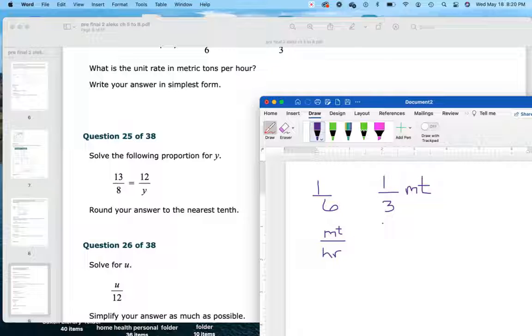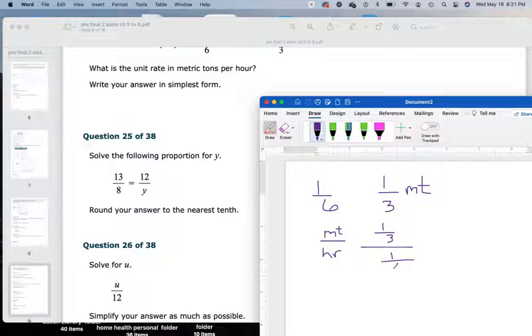And we're going to put 1/3 to 1/6. Okay, so that's going to be metric tons per hour. But we want a 1 on the bottom, don't we? Because it's metric tons per hour. How many metric tons per hour? So you could do it this way. Or you could just do this operation right here, this division, because x over 1 is just x.